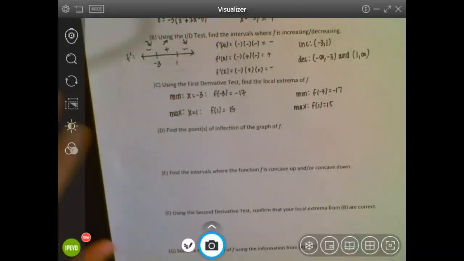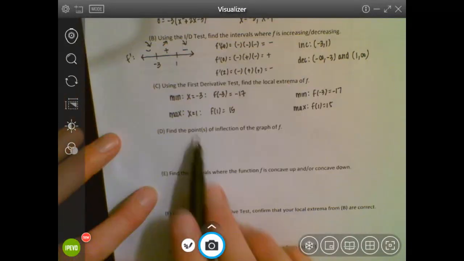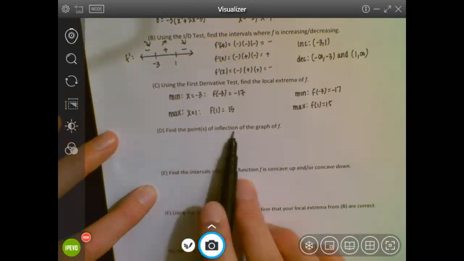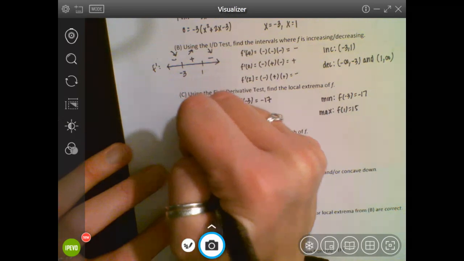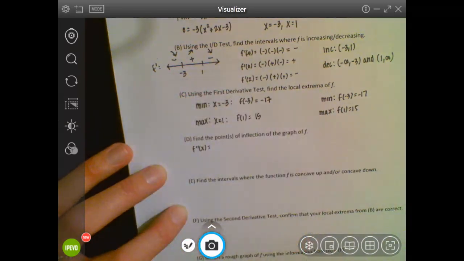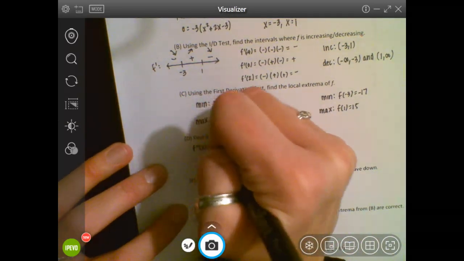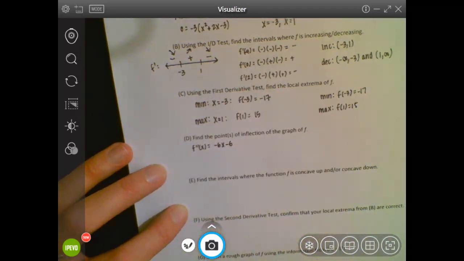So then I want to find the points of inflection. Points of inflection indicate that we want to take a second derivative. Well, I know what the first derivative is. We found that in part A. So I'm going to go ahead and algebraically find out what f double prime would be. So that would be negative 6x minus 6.